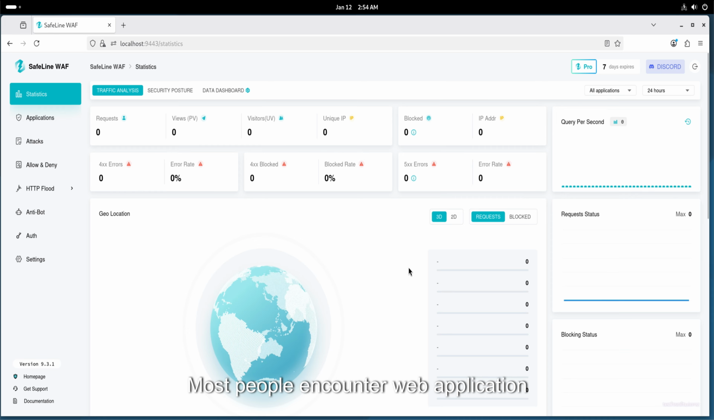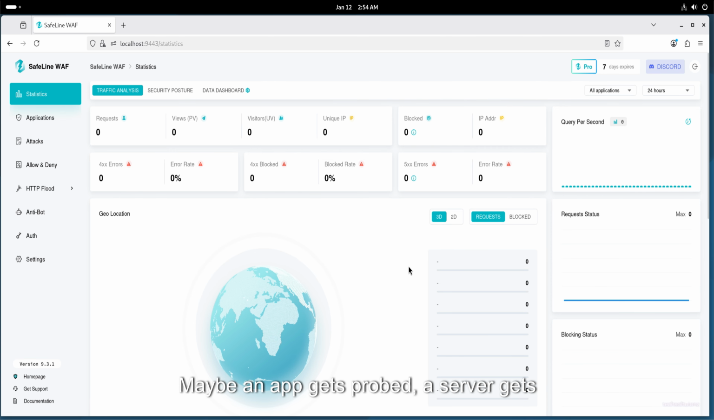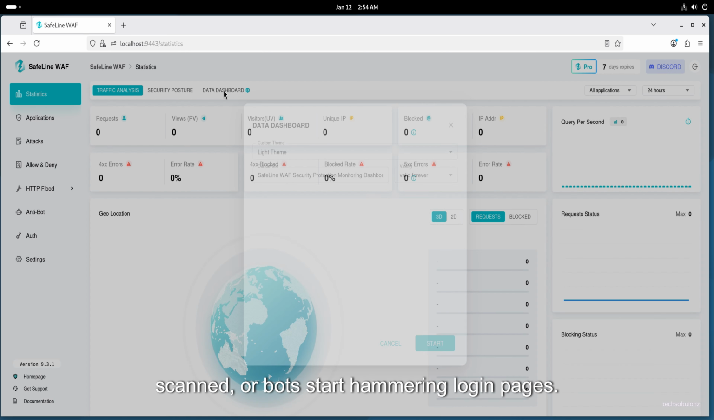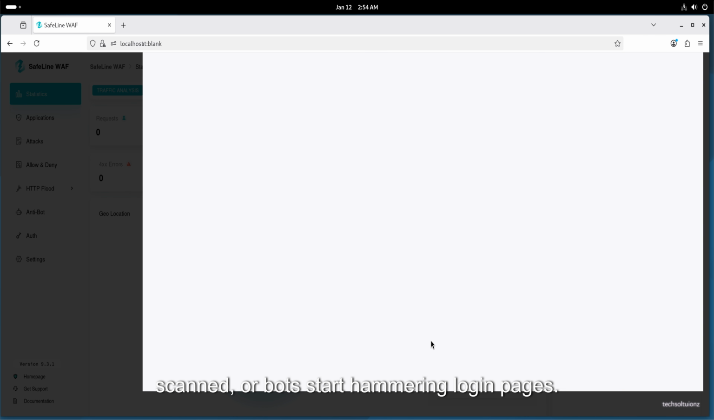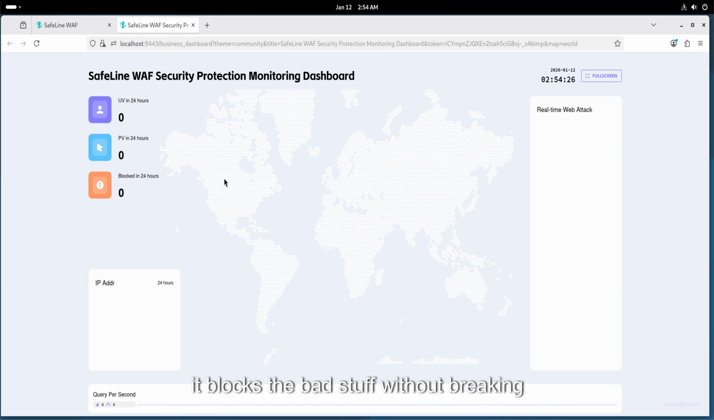Most people encounter web application firewalls after something goes wrong. Maybe an app gets probed, a server gets scanned, or bots start hammering login pages. The usual response is to add a WAF and hope it blocks the bad stuff without breaking the good stuff.